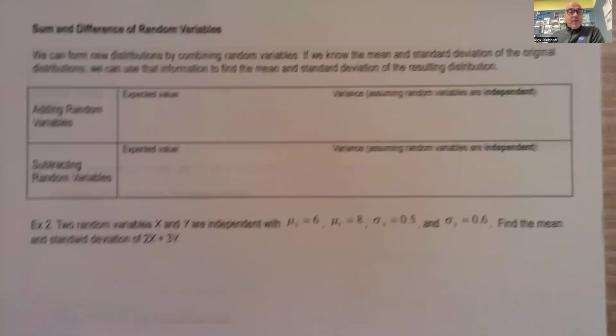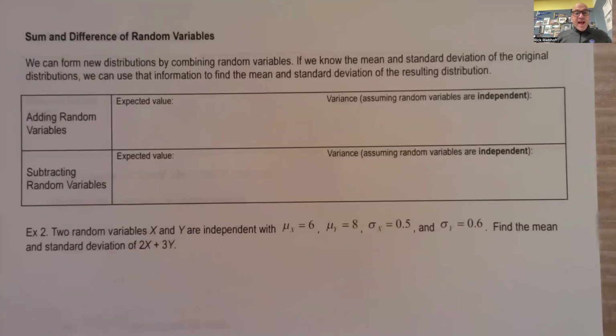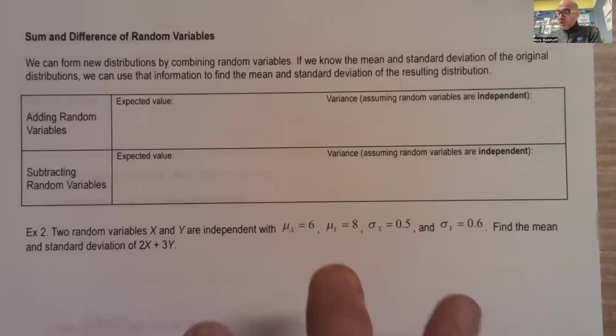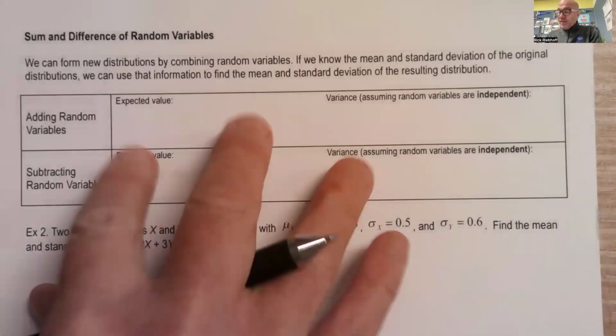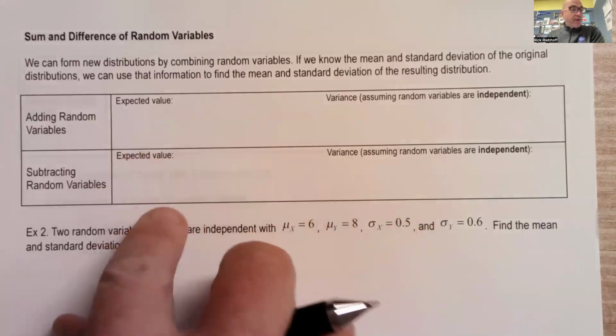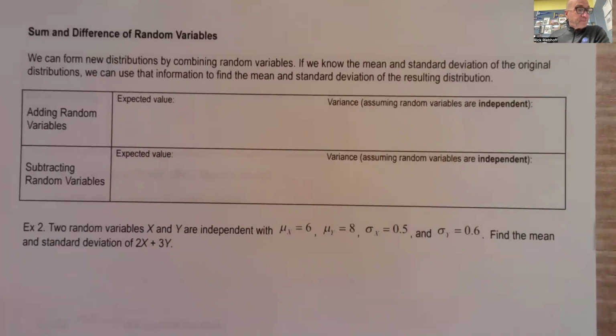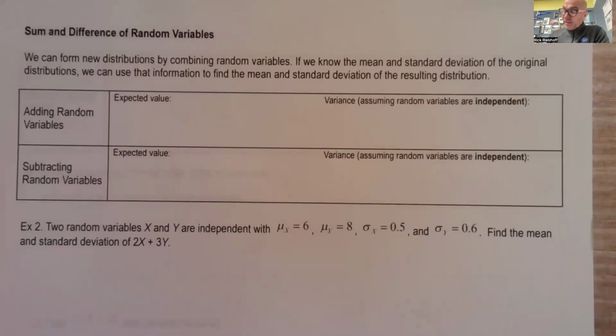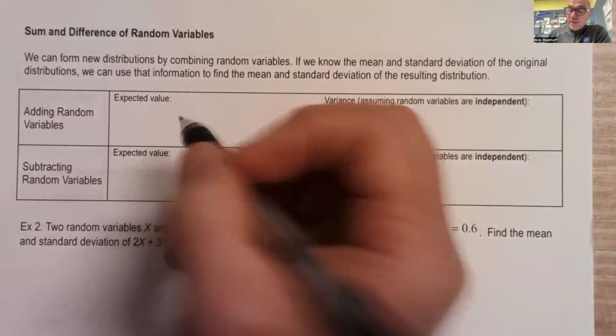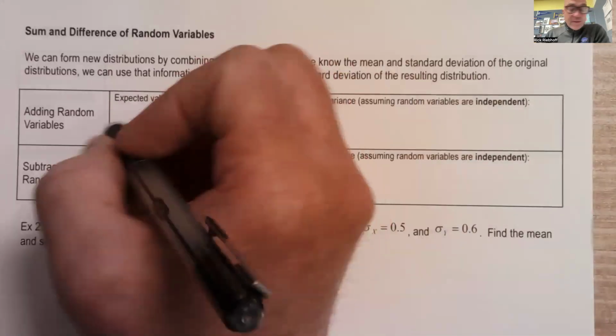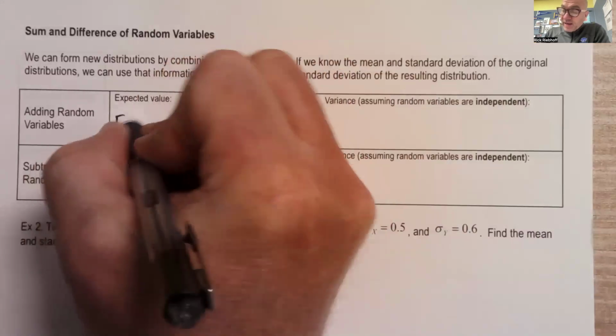All right, playing with random variables again. Now we're going to be adding or subtracting them. We'll have some examples down below. Adding random variables and subtracting random variables. And let's see if we know the mean and standard deviation. Really, I kind of like using examples, but we'll just jump in. The expected value, if we're adding two variables.